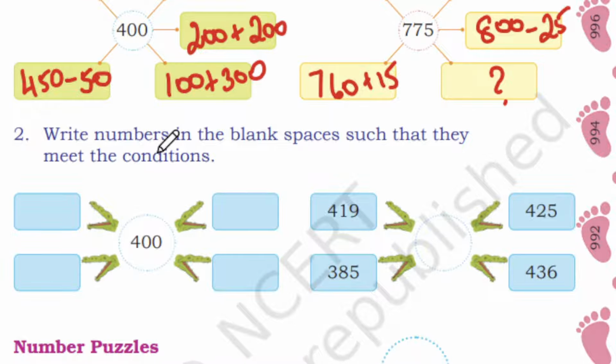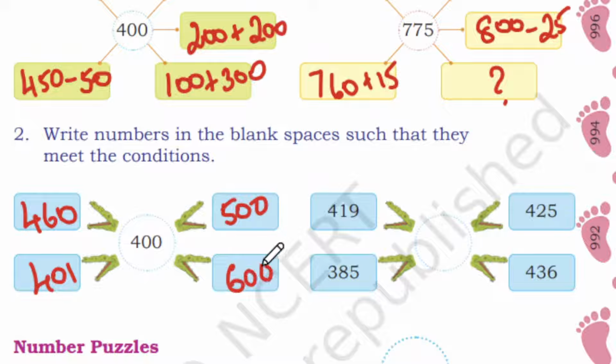Next one. Write numbers in the blank space such that they meet the condition. It's like greater than or lesser than. Okay. So we have 400 and you need to fill these blanks out. Okay, so let me write the numbers. We have 400. So which numbers are greater than 400? We have 460, which is greater. For 500, you can even write 401, and maybe 600 is also a greater number.